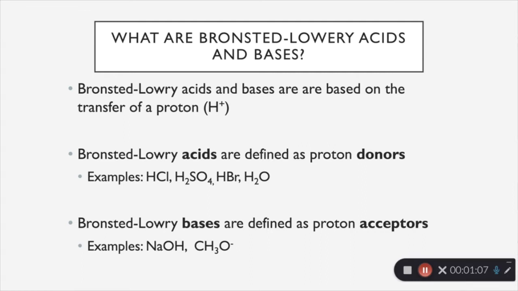Bronsted Lowry acids specifically are proton donors. So they are going to take their hydrogen and donate it to the base, and you can see the physical movement of that hydrogen from the acid to the base. Some good examples are HCl, H2SO4, HBr, and H2O.